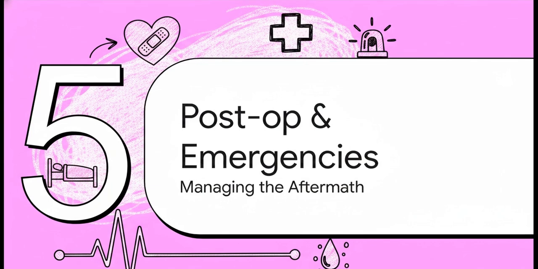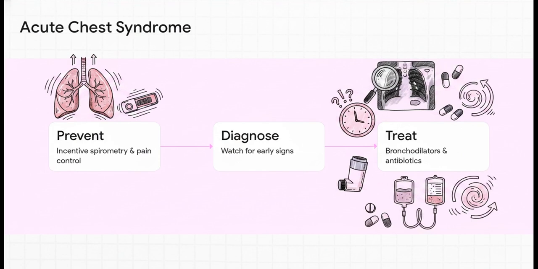Finally, Section 5, Postoperative Care and Emergencies, Managing the Aftermath. Post-op, you have got to be on high alert for acute chest syndrome in your sickle cell patients. It's actually a leading cause of adult mortality. The protocol is straightforward but absolutely critical. Prevent it using incentive spirometry and really strict pain control. Diagnose it early and treat it aggressively with bronchodilators, antibiotics, and if they're crashing, an emergency exchange transfusion.